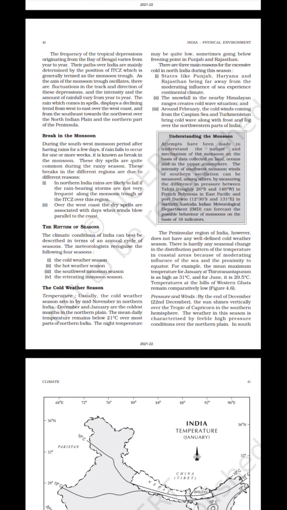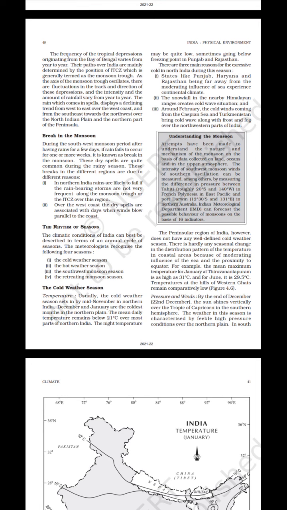The rhythm of seasons. The climatic conditions of India can best be described in terms of an annual cycle of seasons. The meteorologists recognize the following four seasons: the cold weather season, the hot weather season, the southwest monsoon season, the retreating monsoon season.